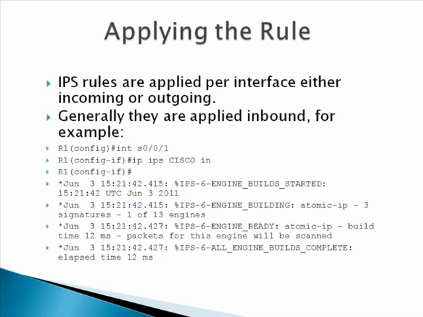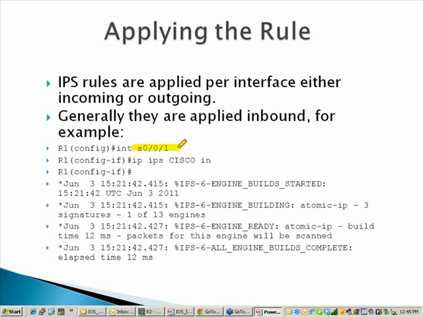Okay, so after you're done setting all of your fail open or fail closed and your notification method and all that good stuff, here's how you apply it. You just go to an interface like we show here, serial 001.